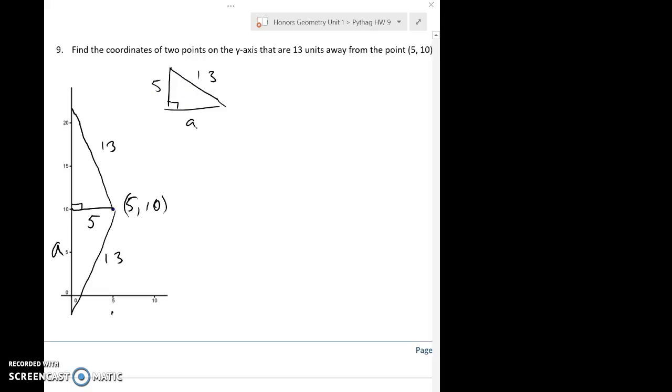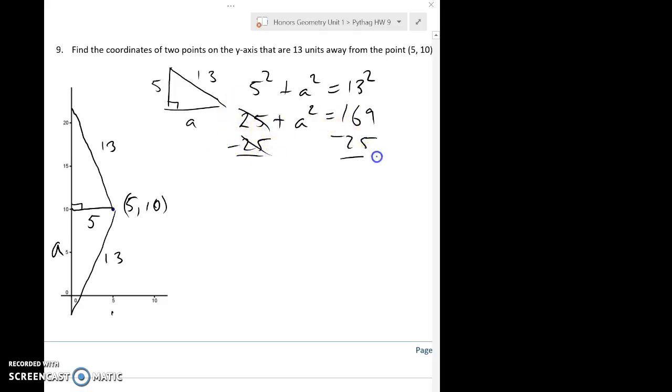Okay, so now I have this, and I can see pretty easily that the Pythagorean theorem applies as 5 squared plus a squared equals 13 squared. Once I simplify that, I have 25 plus a squared equals 169. I'm really just solving for a here, so I'm going to subtract 25 from both sides. And I end up with a squared equals 144. Remember, we're solving for a, not a squared, so I take the square root of both sides to get a by itself. So a equals 12.